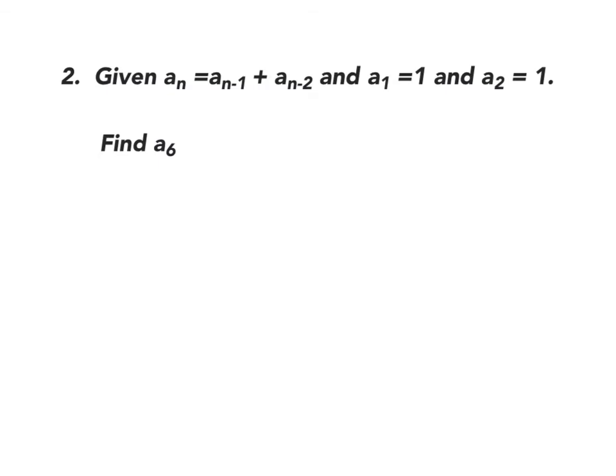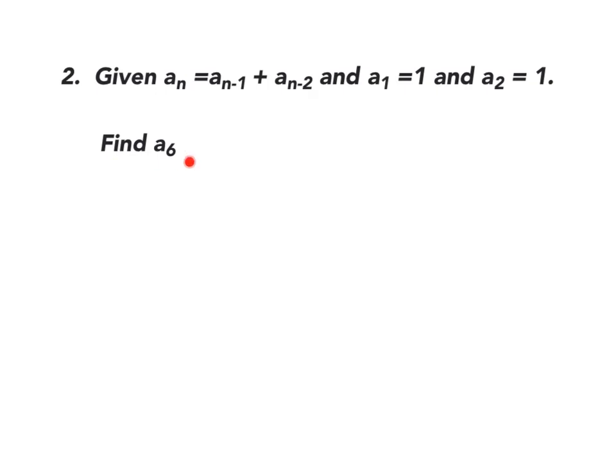Number 2. Given a sub n equals a sub n minus 1 plus a sub n minus 2, and a sub 1 equals 1, a sub 2 equals 1, find a sub 6. So I guess my question to you right off the bat, explicit or recursive? And again, I'm hoping it's jumping out at you. You're using previous terms by the n minus 1. That's the first previous term. N minus 2 would be the second previous term. So 1 term behind and then 2 terms behind. And again, as soon as I use previous, I know it's recursive.